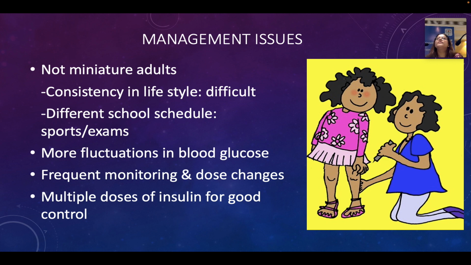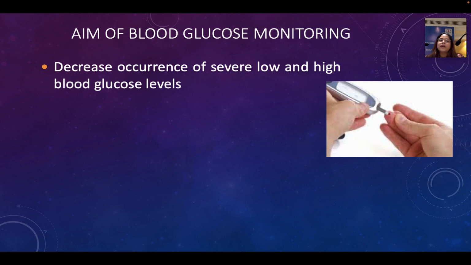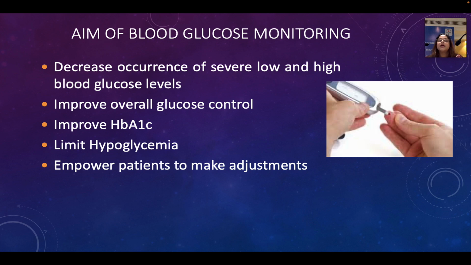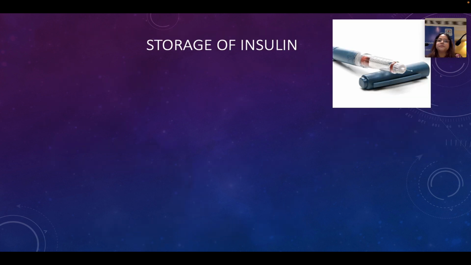That will not happen with them. So that is why frequent monitoring has to be insisted upon in these children. Now, the aim of blood glucose monitoring, as we all know, is to decrease the occurrence of severe low and high blood glucose levels, improve overall glucose control and improve HbA1c, limit hypoglycemia, and empower patients to make adjustments, because they are the ones who are going to manage their type 1 diabetes for life, because right now we do not have a permanent treatment for this, which will all lead to reduction of complications.